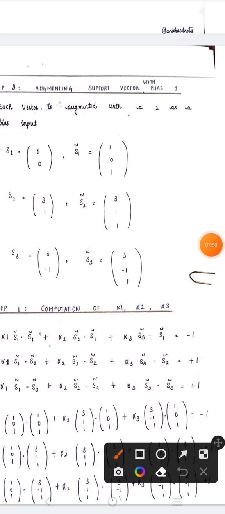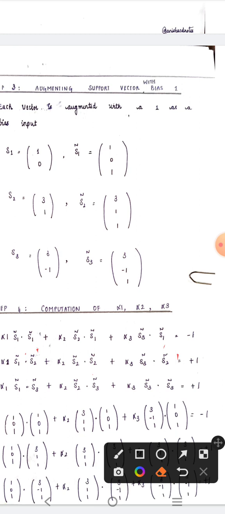And in the next equation, alpha 1 S1 tilde dot S2 tilde, we are multiplying all the variables with respect to S2 tilde, that is support vector 2, which is (3, 1). With respect to the question, (3, 1) is a positive label, so we are putting equal to plus 1. So the second equation, with respect to S2 tilde, the augmented support vector 2: alpha 1 S1 tilde dot S2 tilde plus alpha 2 S2 tilde dot S2 tilde plus alpha 3 S3 tilde dot S2 tilde is equal to plus 1.